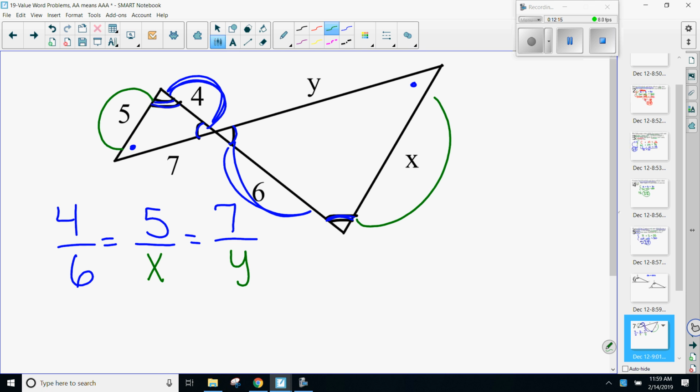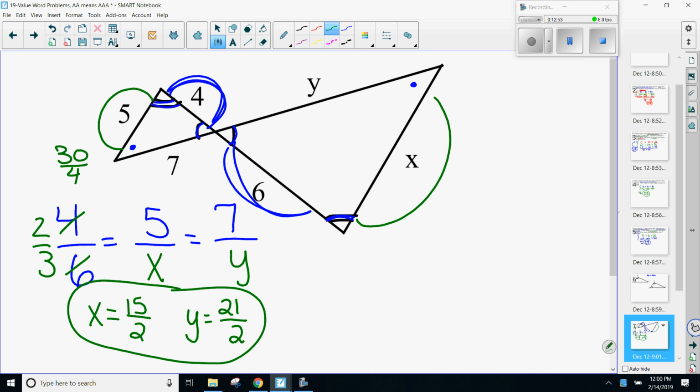What is X equal to? One thing you could do is reduce this one right here to 2/3. Now what is X? X is 15/2. I think that's easier than saying it's 30/4 and then trying to reduce the fraction. If you can reduce one fraction to begin with and then cross multiply and divide, you have smaller numbers. What's Y equal to? 21/2. Cross multiply and divide, and you have X and Y.